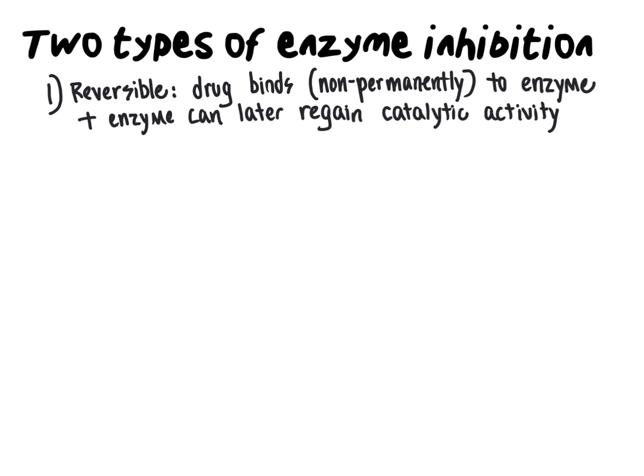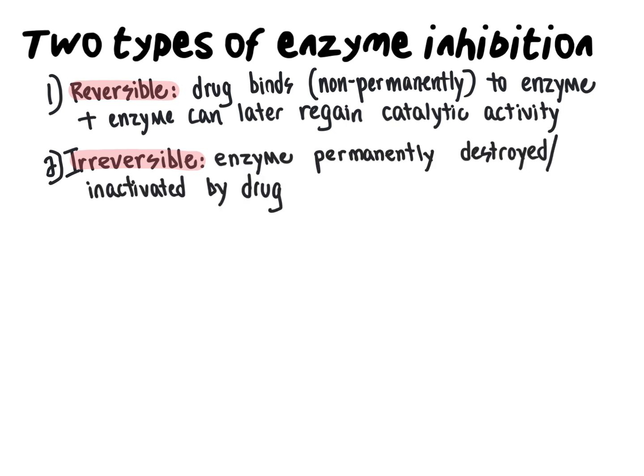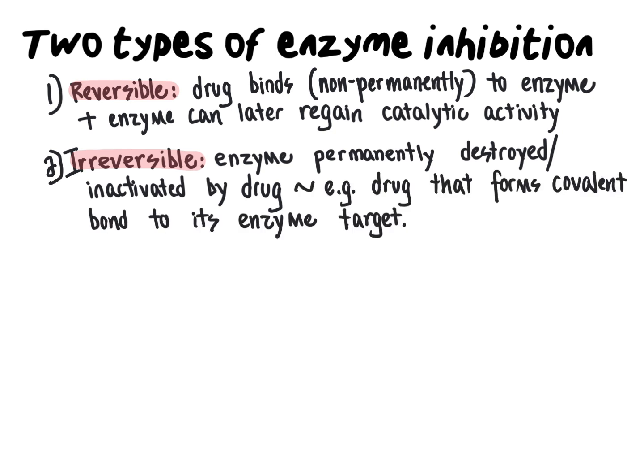An irreversible inhibitor, in contrast, is one where the enzyme is permanently destroyed. In other words, it can't regain activity. One scenario in which this happens is with some chemotherapy drugs that form covalent bonds to certain R groups within the protein. Once that covalent bond is formed, it can be considered permanent, and the function of the enzyme is permanently disrupted, meaning that the enzyme will not lose connection to the drug molecule.